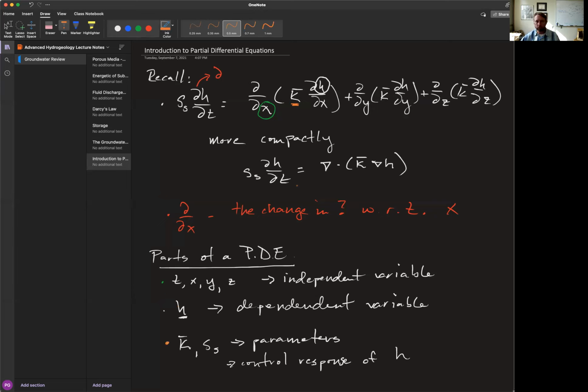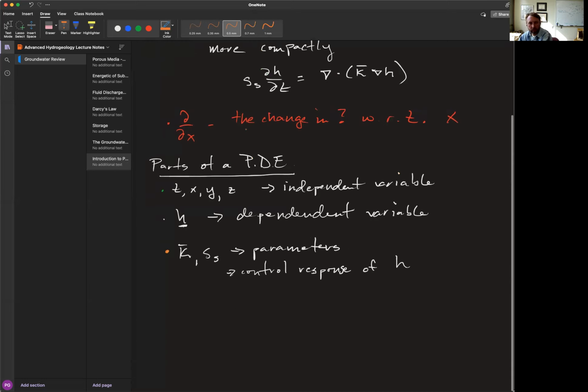Right, and so here I have two parameters, K and SS. All right, I have one dependent variable, that's H, my head, the field of groundwater head, and I have four independent variables, T, X, Y, and Z. All right. So those are the parts.